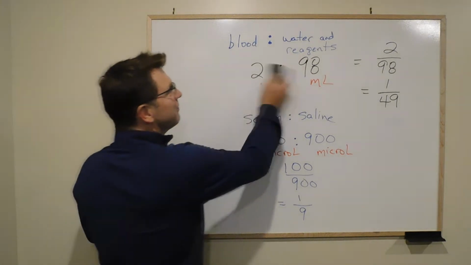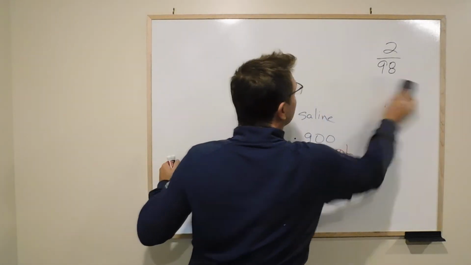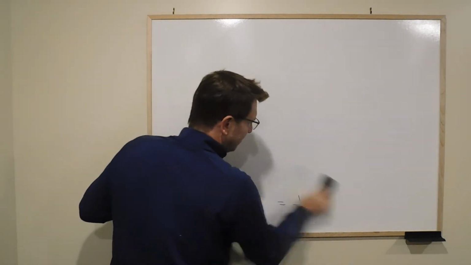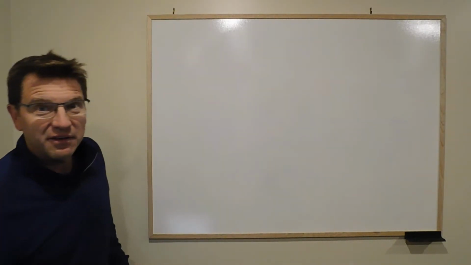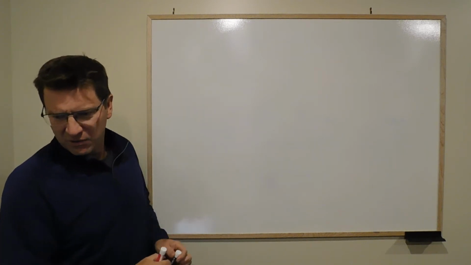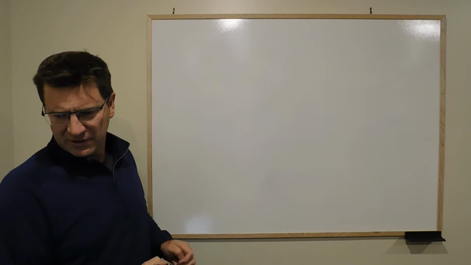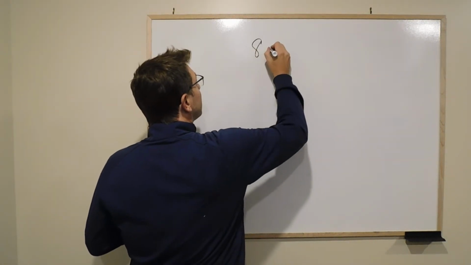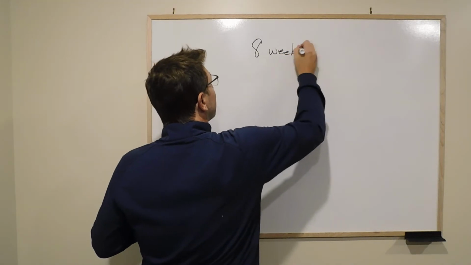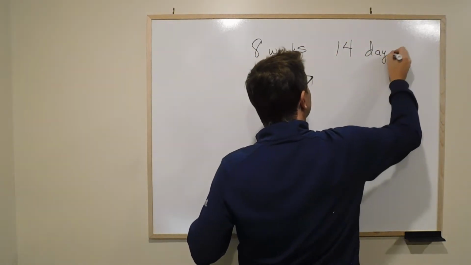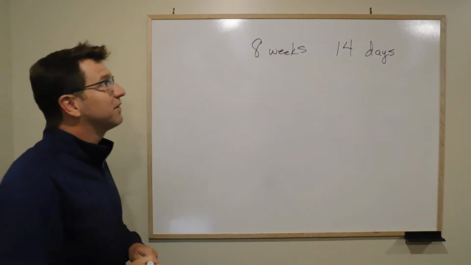But sometimes, well, let's do this. You run into the issue of they're not the same. So here's the question. We write a ratio of 8 weeks to 14 days. Now, 8 weeks and 14 days, the problem is they're not the same.